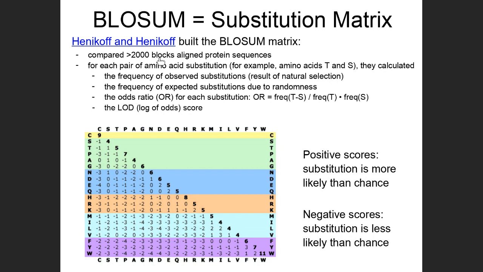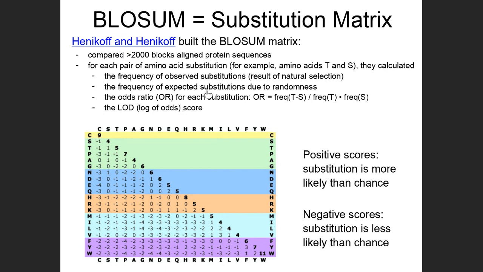What they did was they looked at 2,000 blocks of aligned sequences, and they said, let's see how often one amino acid substitutes another one. So they looked at each pair substitution. Let's say they looked at how often a T substitutes a C, and then they calculated the frequency of the observed and the frequency of the expected. You can think about that from when you took genetics. You probably learned about chi-square, which is, okay, at random, this is what you would expect.